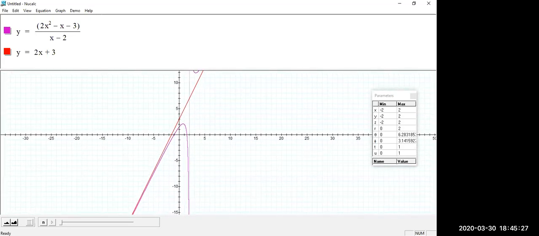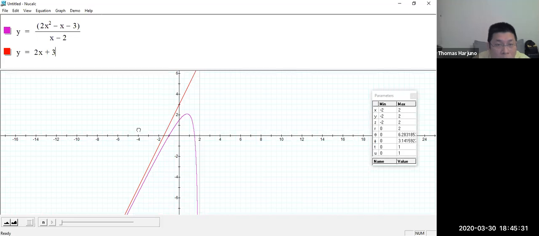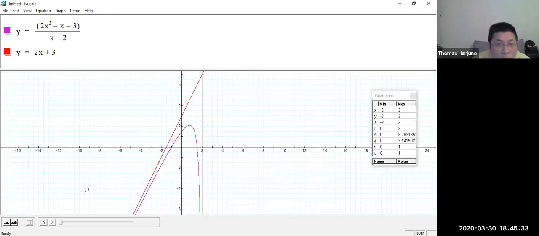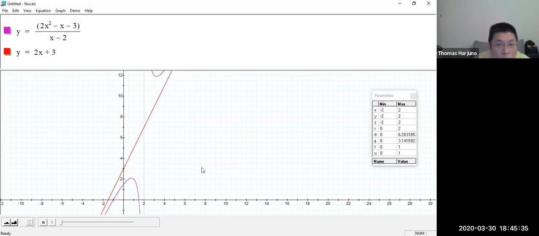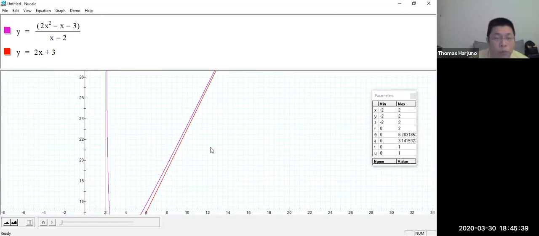And you see that the further we go to negative infinity, the closer the graph gets to the slant asymptote. The further we go to positive infinity, the closer the graph gets to the slant asymptote also.